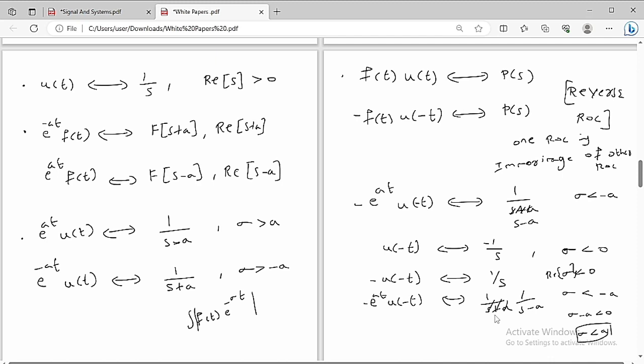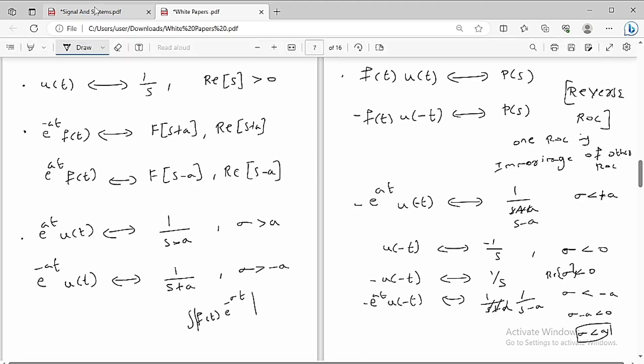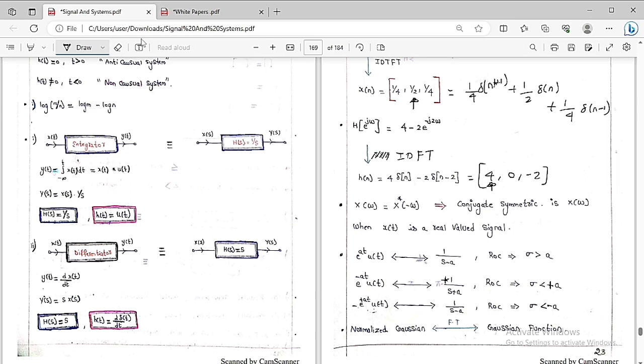Small correction, this is plus a. Sigma less than plus a. So finally here it is plus a, not minus a. This point you have to keep in mind.